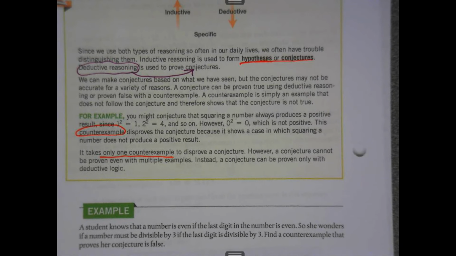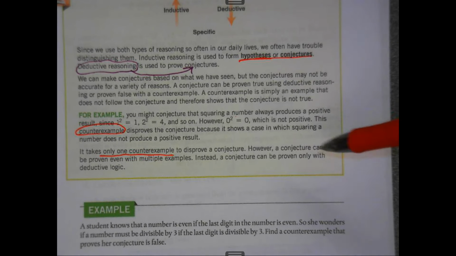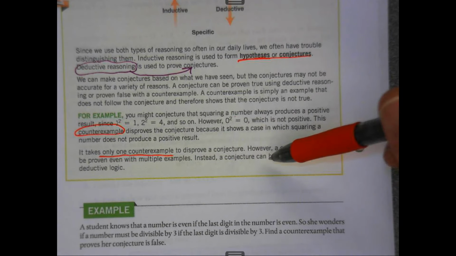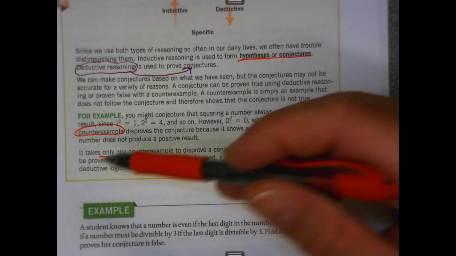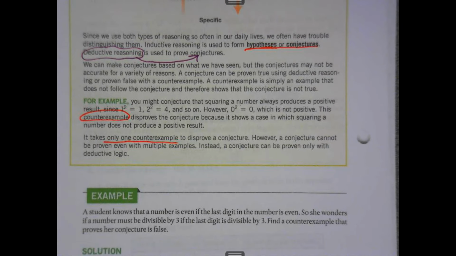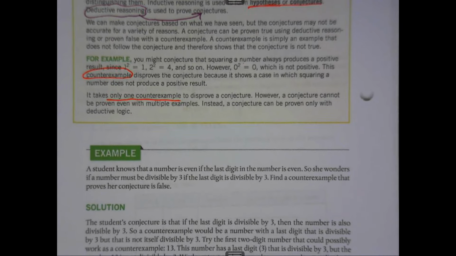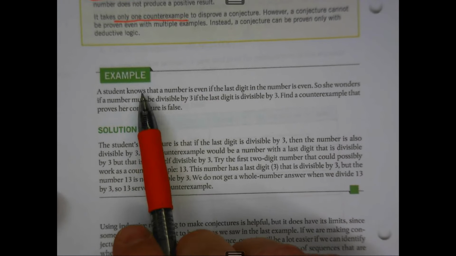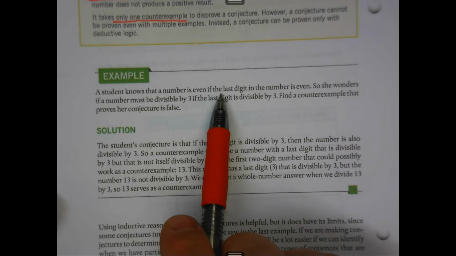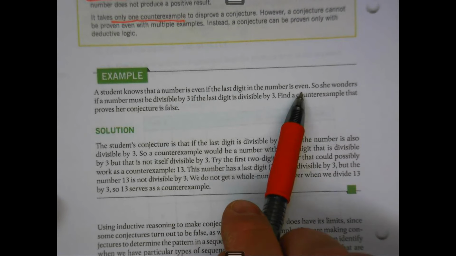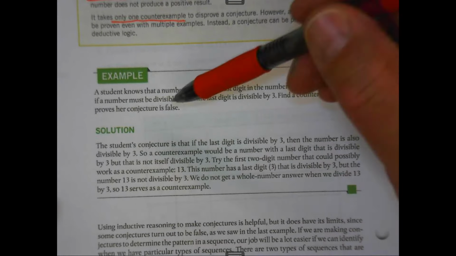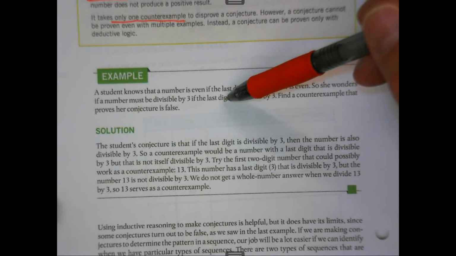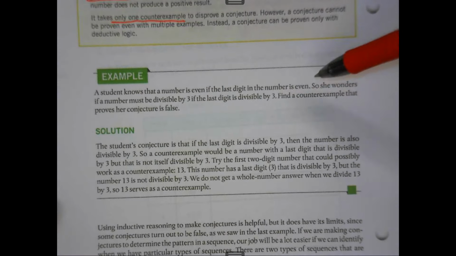Okay, let's look at their example. A student knows that a number is divisible by 2 if the last digit in the number is even. So she wonders if a number must be divisible by 3 if the last digit is divisible by 3. Find a counterexample that proves her conjecture false. Okay, the student's conjecture is that if the last digit is divisible by 3, then the number is divisible also by 3.